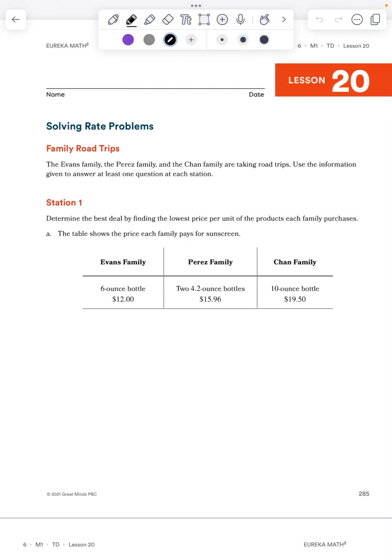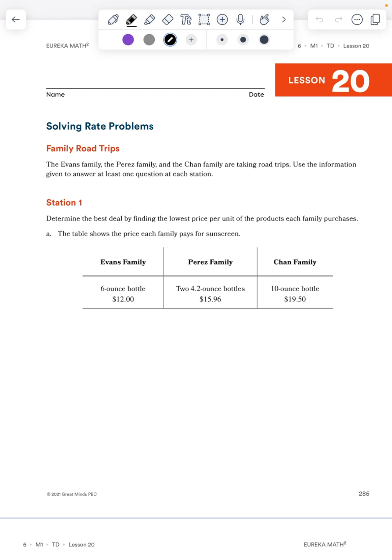Okay, so today we are doing lesson 20, which is just combining all of the things that we've been doing so far and putting it all together to solve unit rate problems. So question number 1 says, the Evans family, the Perez family, and the Chan family are taking road trips. Use the information to answer at least one question at each station. So we're just going to kind of go through and work a few of these problems out.